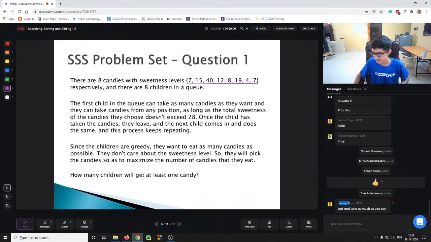And Simon says has the right answer. Sort and take as much as you can. That's exactly the answer. This is actually called a greedy approach.